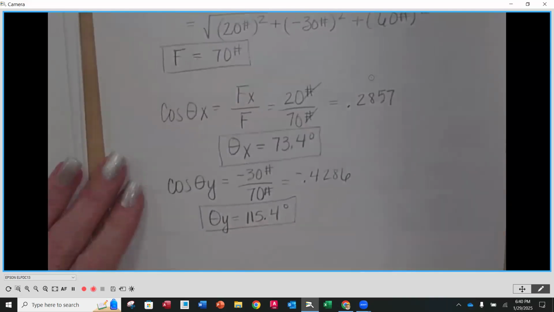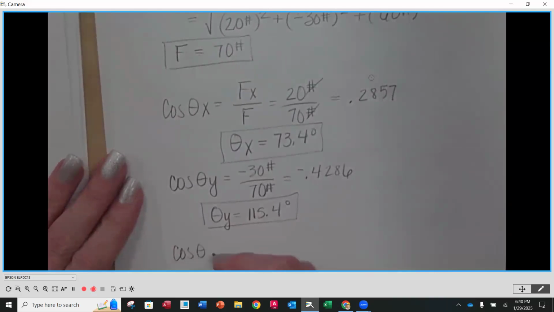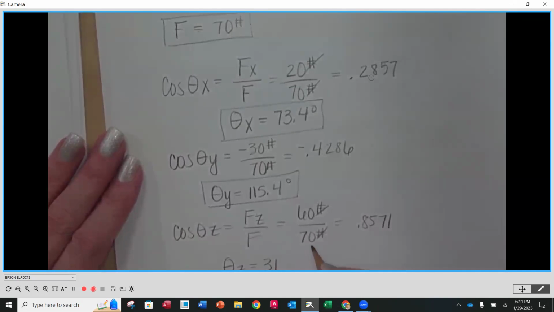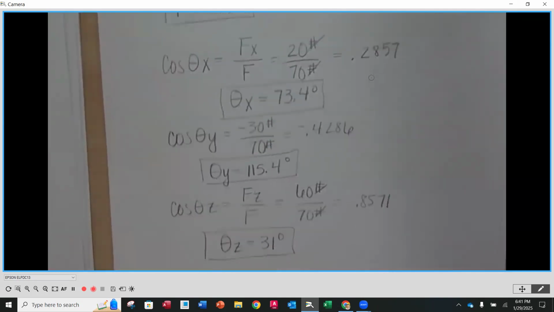And then our last one, cosine theta z, it's going to be equal to Fz divided by F. So that's going to be 60 pounds divided by 70 pounds. It's going to be 0.8571. So our theta z, taking the inverse cosine, should be 31 degrees.